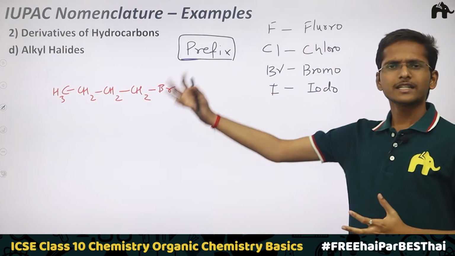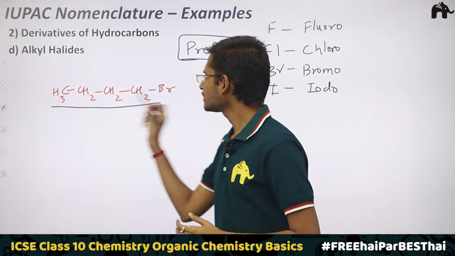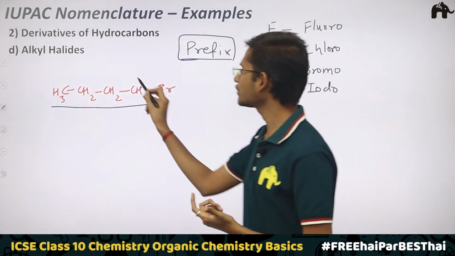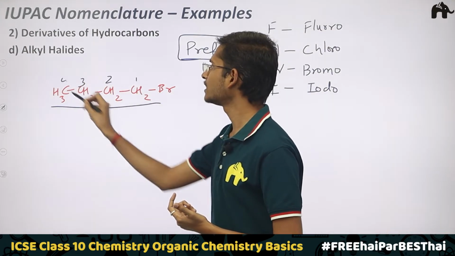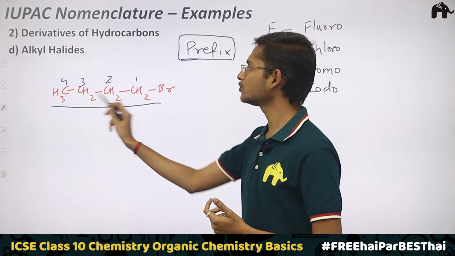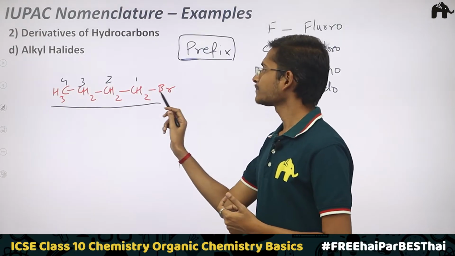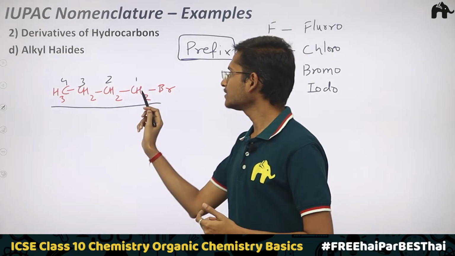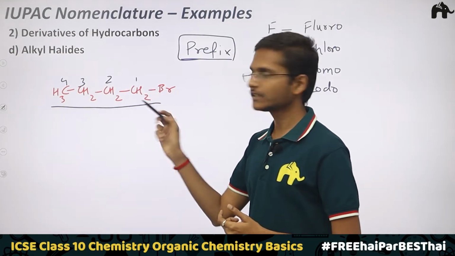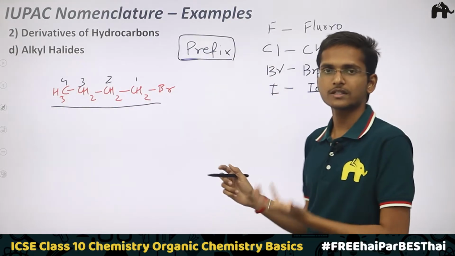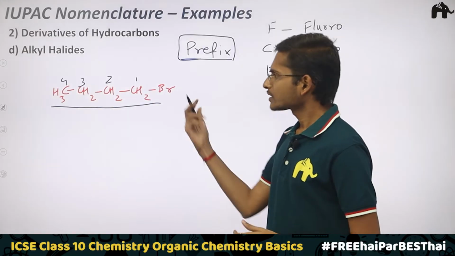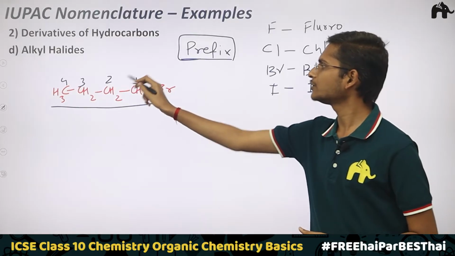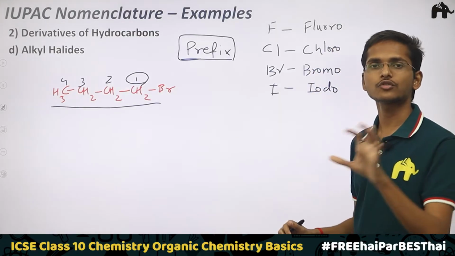Now again the same rules. Take the longest carbon chain including the functional group, and number the carbon chain such that the functional group gets the lowest possible number. So I would number it from this side, because if I numbered from this side, 1, 2, 3, 4, the carbon atom to which the bromine is attached would be 4, and if I start from this side, the carbon atom to which the bromine is attached is 1. So I would prefer this one because the lowest number is given. Then we know the position of the functional group as well, so we would jump on to the root word.